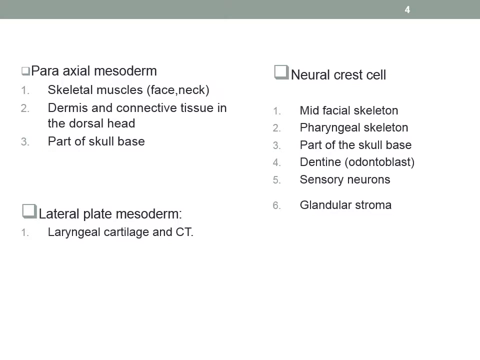The neural crest cells form midfacial skeleton, pharyngeal skeleton, part of the skull base, and dentin, odontoblast, the sensory neurons, and the glandular stroma. The lateral plate mesoderm forms the laryngeal cartilage and the connective tissue.